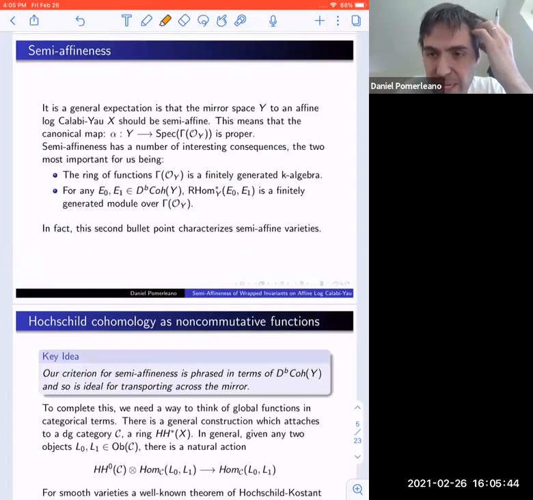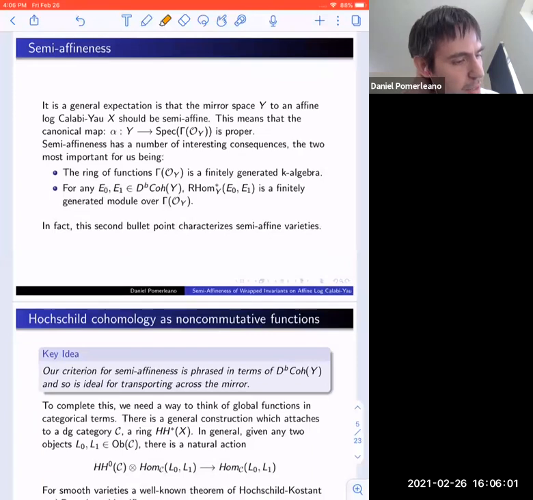Part of the general expectation about these spaces Y is they're not just any arbitrary log Calabi-Yaus. The crucial property for this talk is that they're expected to be semi-affine, meaning proper over an affine variety. That means that the affinization map from Y to Spec Γ(O_Y) is a proper map. If a variety is semi-affine, it enjoys a number of properties that ordinary varieties don't have. The two most important for this talk: if Y is semi-affine, the ring of functions is automatically a finitely generated k-algebra, which is not necessarily true for a variety in general.